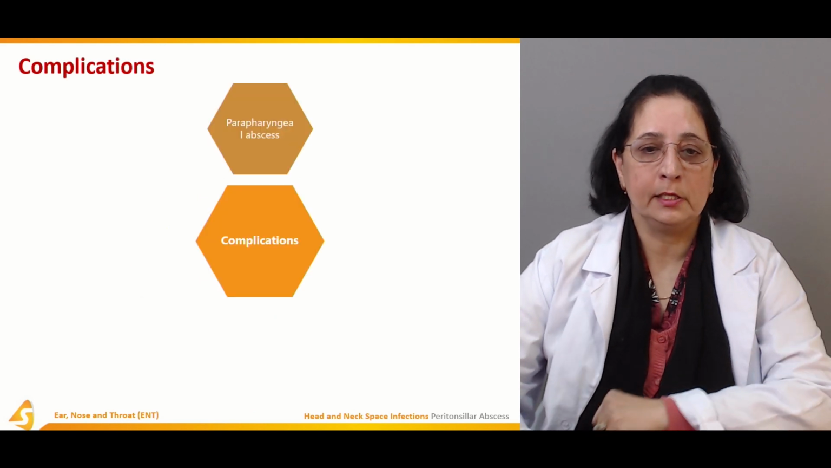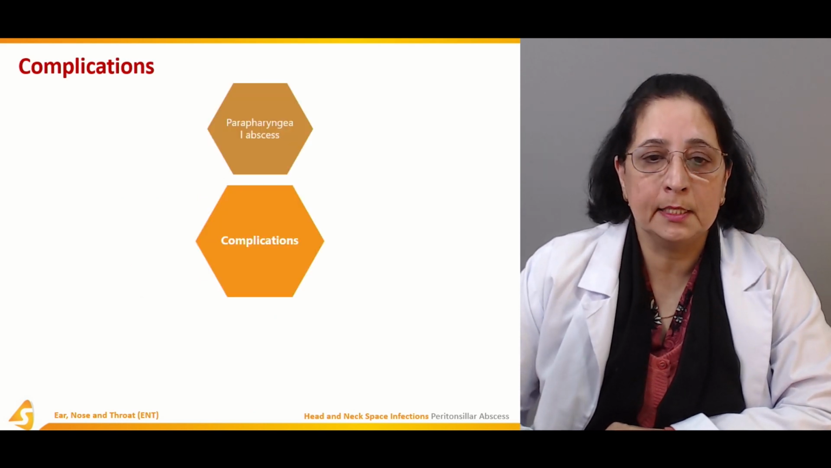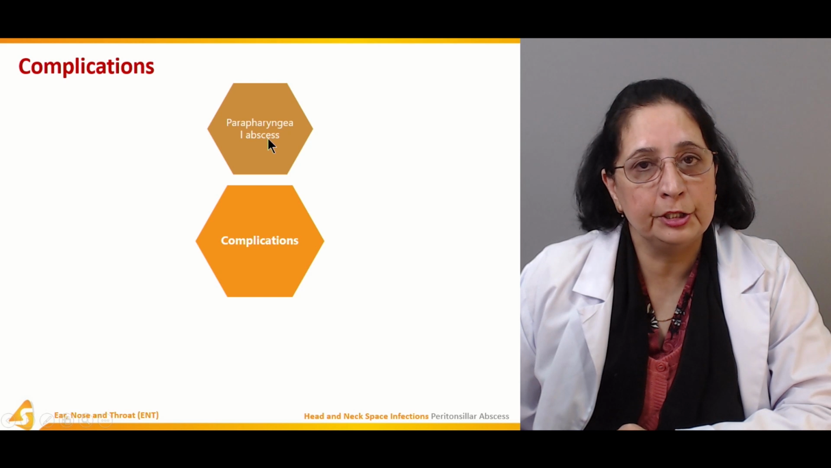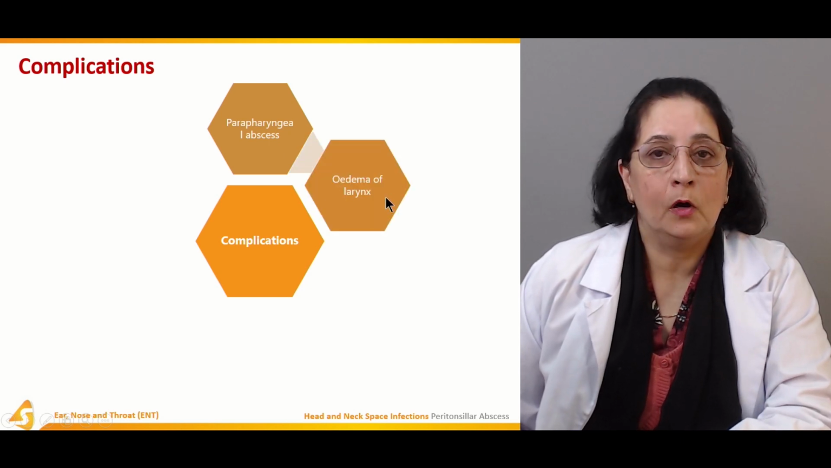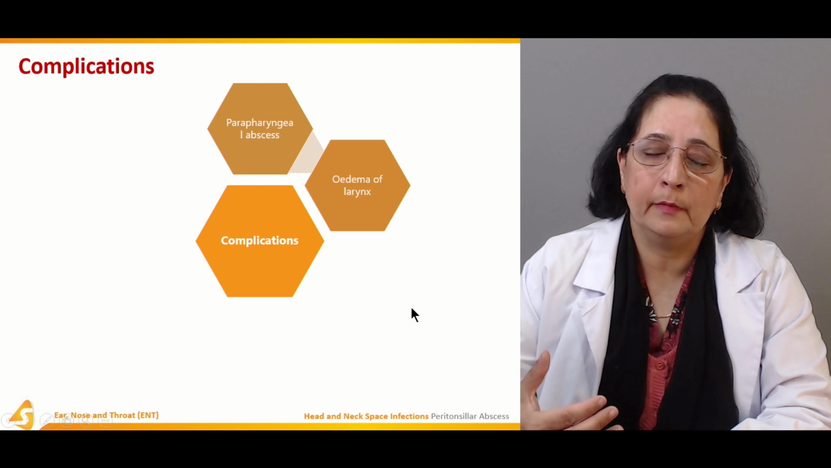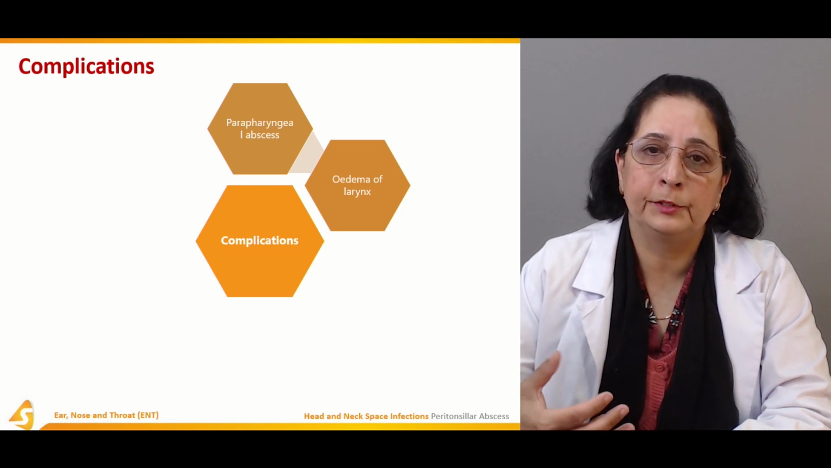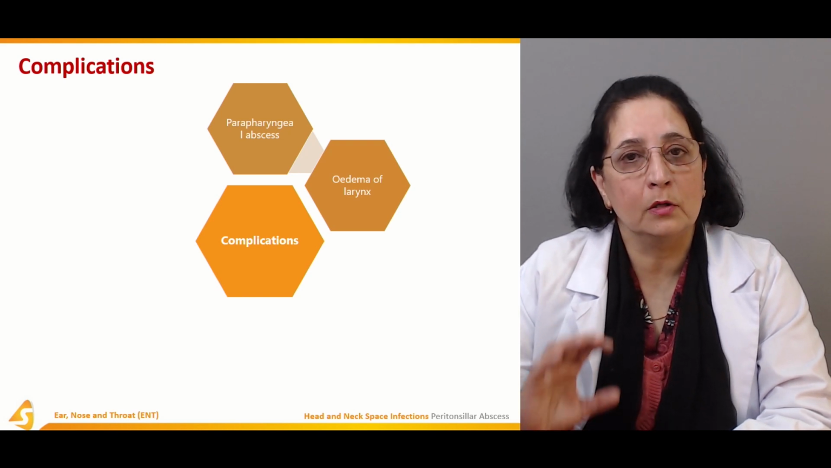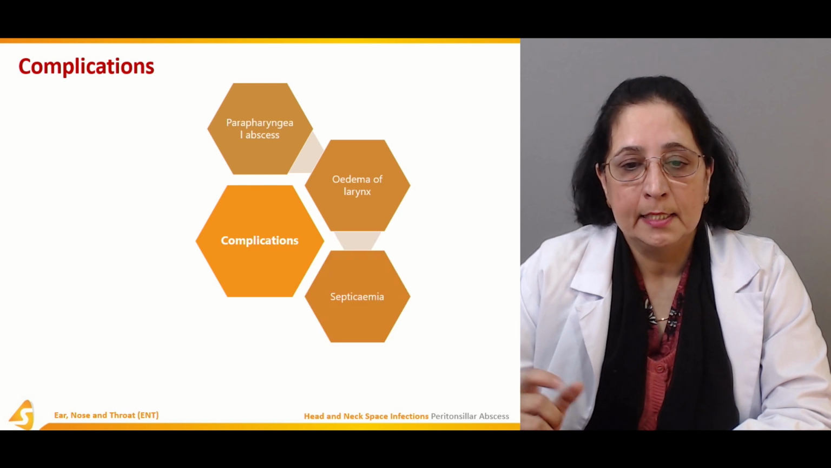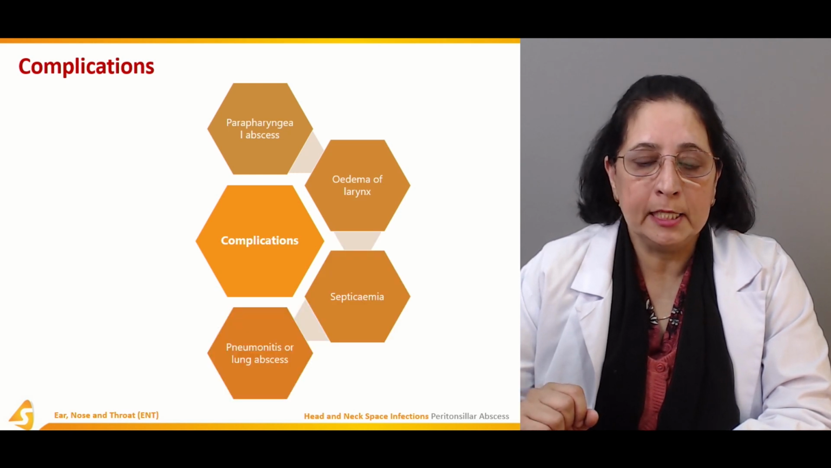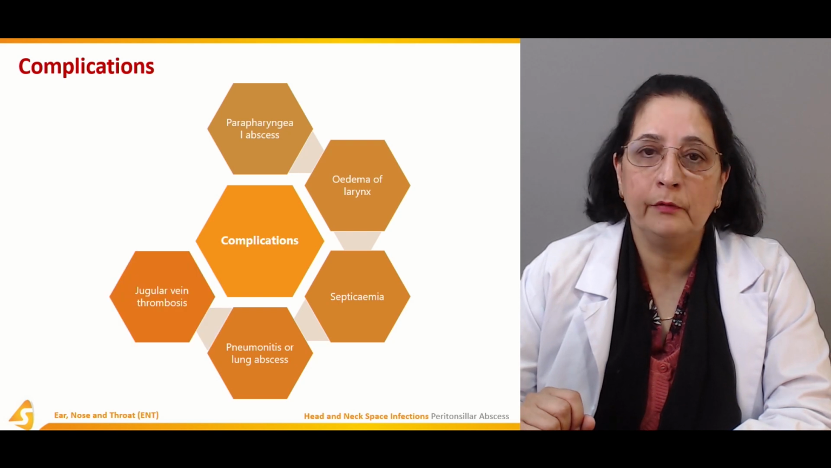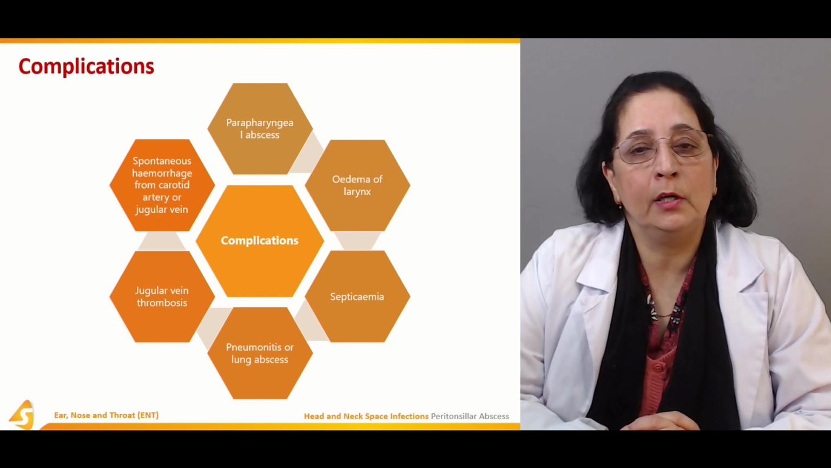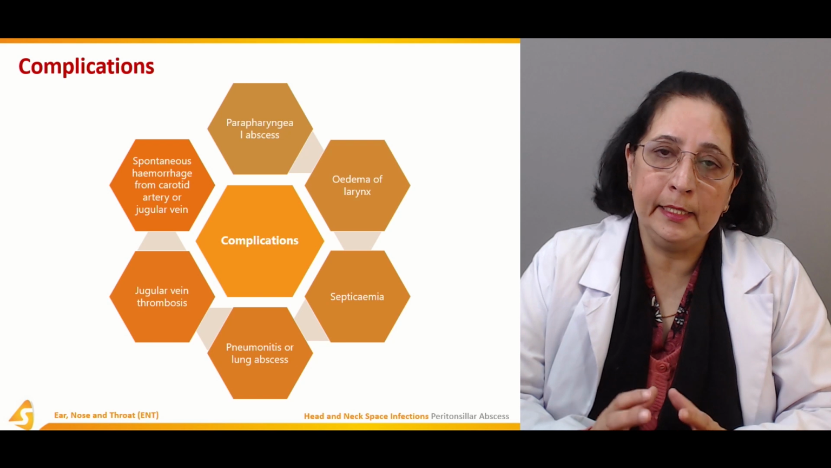The complications of peritonsillar abscess: it can go to the parapharyngeal area and cause a parapharyngeal abscess. Laryngeal edema can occur. There is a change in the voice of the patient because of the involvement of the larynx. Septicemia, pneumonitis or lung abscess, jugular vein thrombosis, spontaneous hemorrhage from the carotid artery or jugular vein. All these are serious complications.